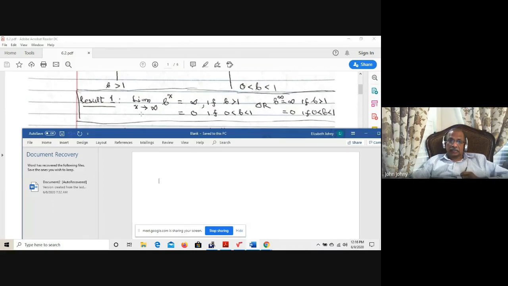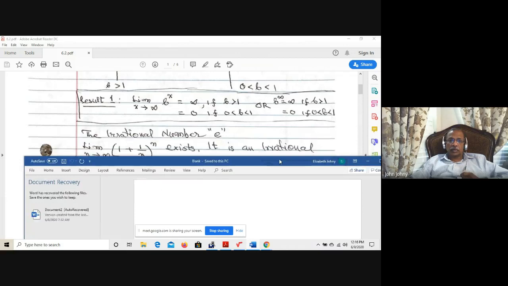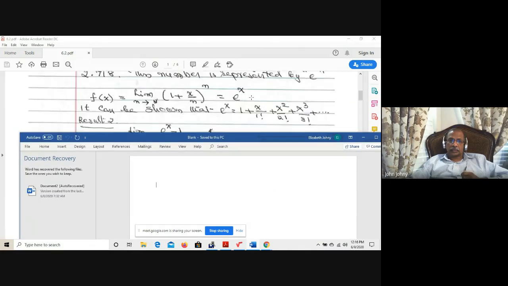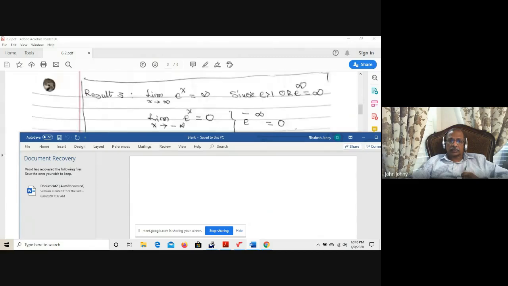And sometimes we skip the limit. We say b to the infinity is infinity if b is greater than 1 and is equal to 0 if b lies between 0 and 1. And now let us look at one of the examples here.